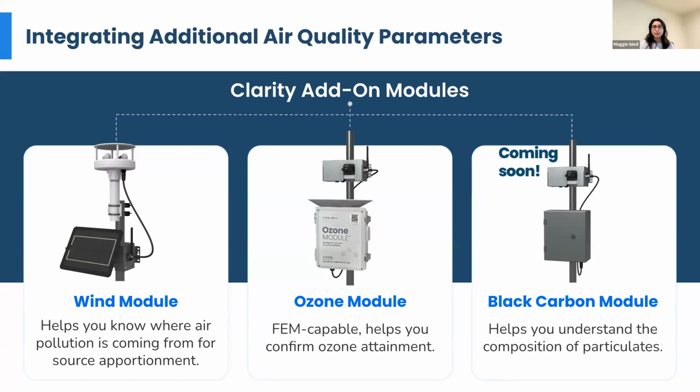So when thinking about sources of pollution, ensuring that you have the proper monitoring equipment for those pollutants, along with measuring characteristics of the environment, is really helpful for better understanding and answering very specific project questions about air quality patterns and identifying areas that may need more attention. So starting from the left, our wind module, or as I like to call it, our meteorology module, was added to help projects understand how air pollution might be transporting through their area. Our ozone module was added to help confirm ozone attainment with ozone standards. And our black carbon module was added to help understand the composition of particles from different air pollution sources. And I'll go into a few more details on the following slides.